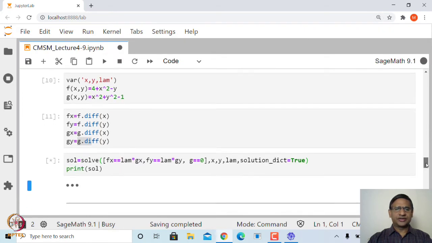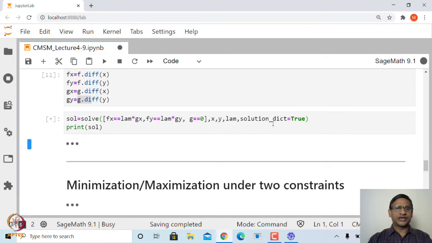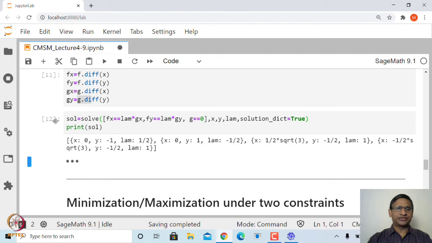Once we run this, it is still running. You can see here, this is a star, which means it is running. Yeah, it has found the solution, and you can see here it has 4 solutions. One is where x is equal to 0, y is equal to minus 1; then x is equal to 0, y is equal to 1. That is what we saw. It seems to be the minimum of the function. Then x is equal to square root 3 by 2, y is equal to minus half, and the last one is minus half square root 3, minus half.